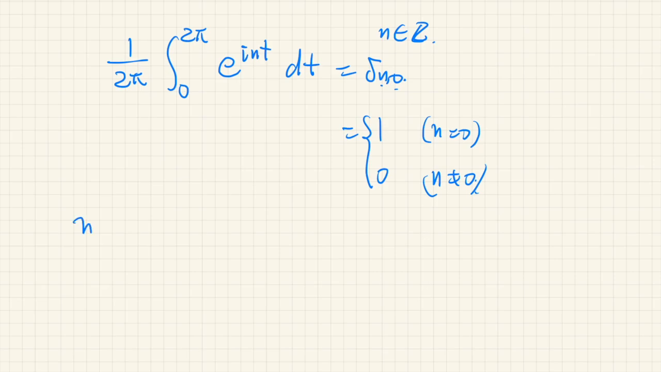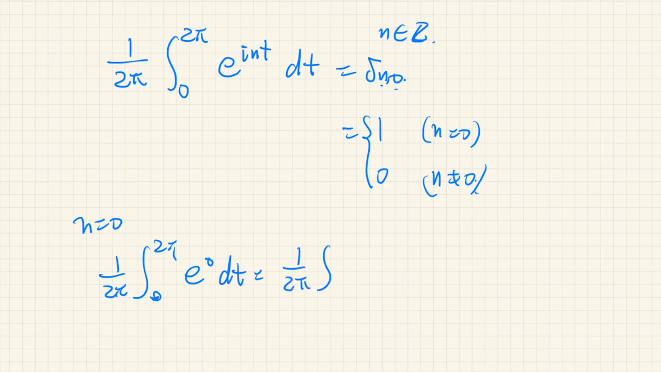First of all, when n is equal to 0, if we calculate this, that's exponential of 0. And of course, that's just 1. So if we integrate 1, and we have t from 0 to 2 pi, and that is 1. So 2 pi minus 0 is 2 pi, divided by 2 pi, that's 1.